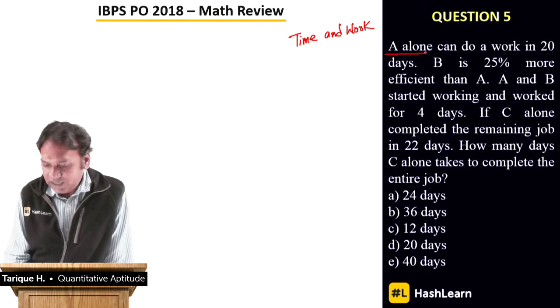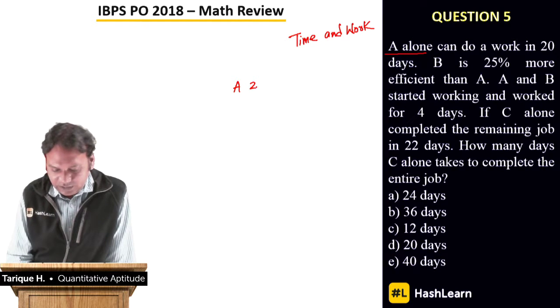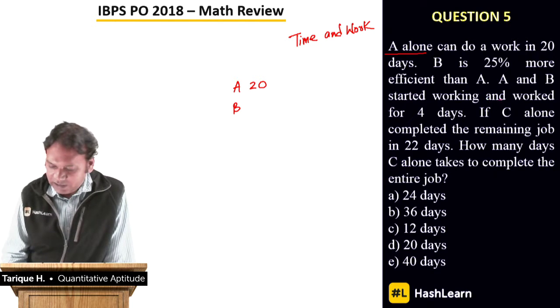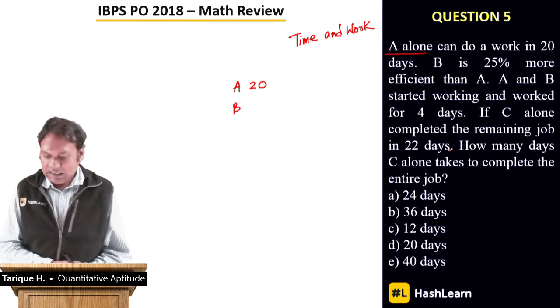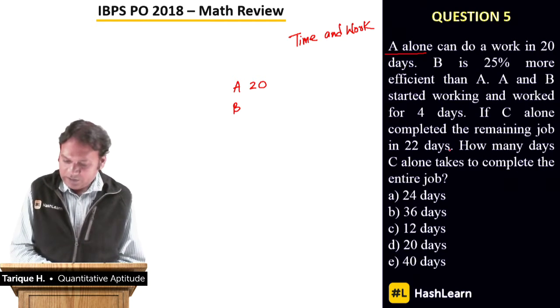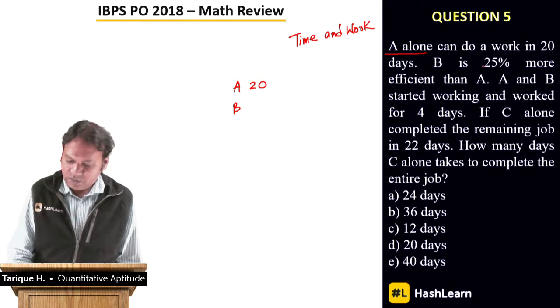A alone can do a work in 20 days. So A alone, 20 days. B is 25% more efficient than A. A and B started working and worked for 4 days. If C alone completed the remaining job in 22 days, how many days does C alone take to complete the entire job? Okay, so A and B started working and worked for 4 days, and B is 25% more efficient than A.